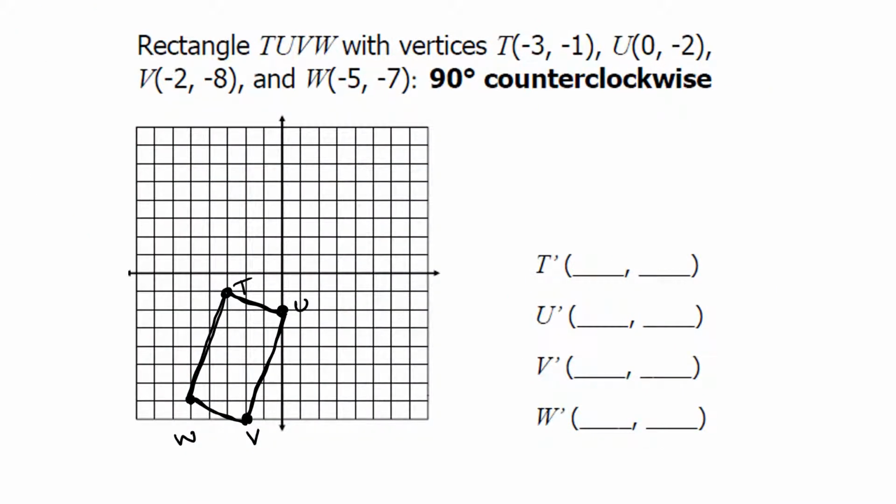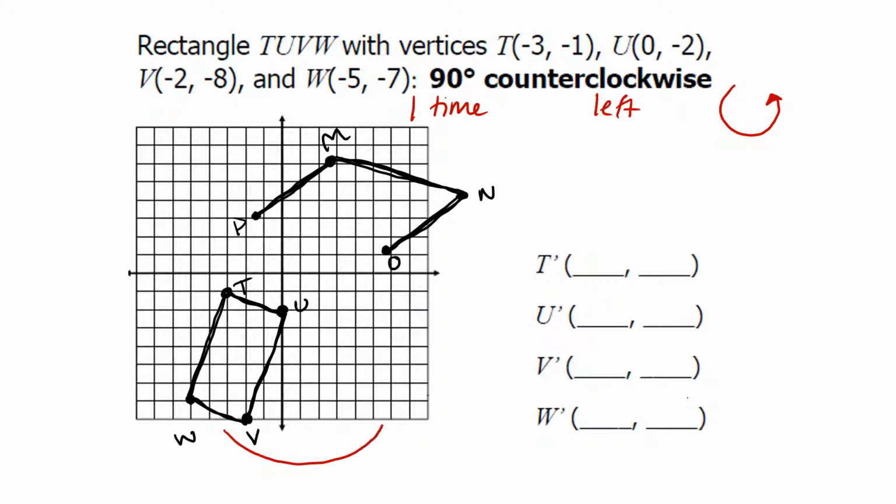For this problem, we have rectangle TUVW with vertices T at -3, -1, U at 0, -2, V at -2, -8, and W at -5, -7. We're going to turn 90 degrees, which is 1 time, and we're going to go counterclockwise, which is to the left. We're going backwards around the clock. So to go backwards to the left 1 time, we're going to end up in this bottom right-hand quadrant.